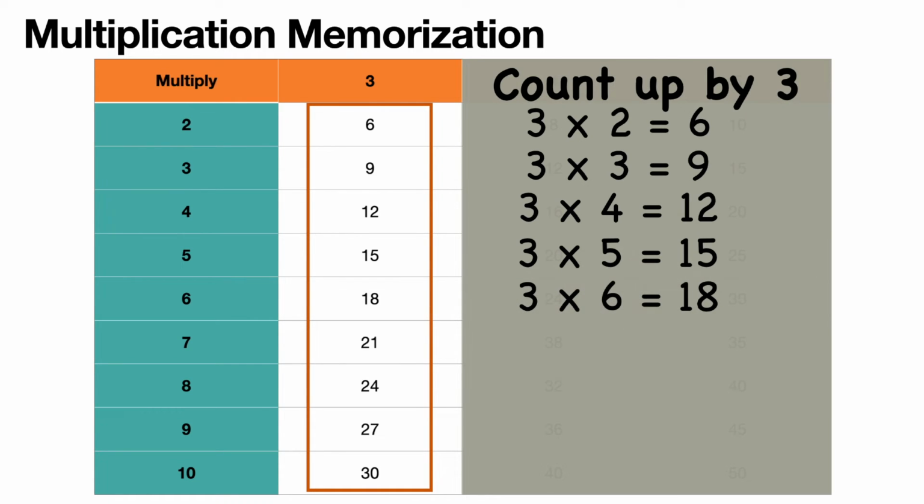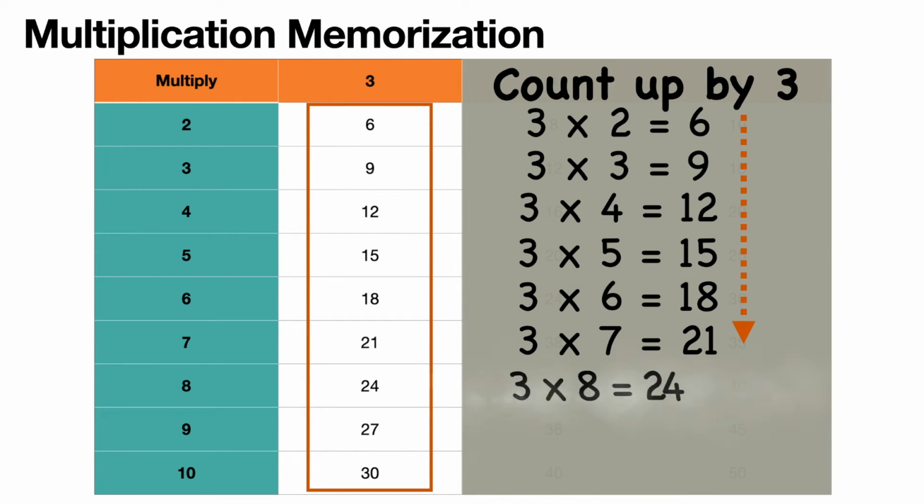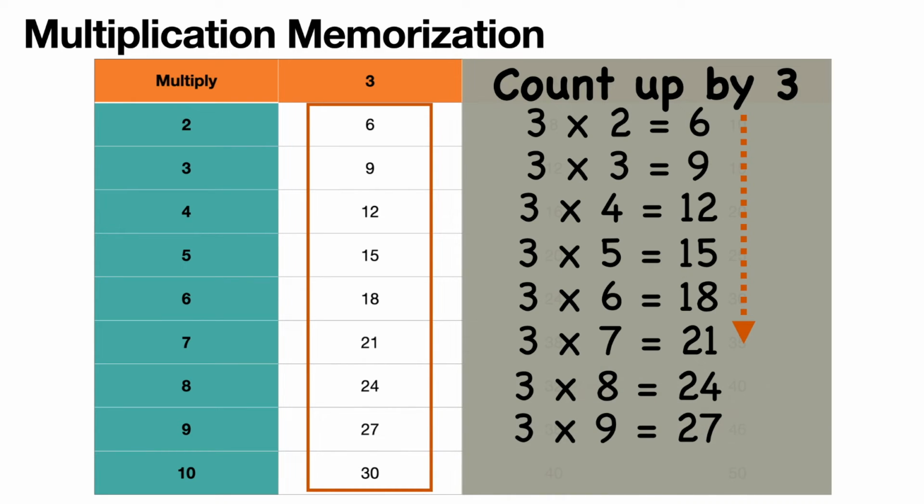3 times 6 is 18. If I add one more 3, I'm just going up by 3 each time, right? If I go up one more 3, I'm at 21. 3 times 8 is 24. If I go up one more 3, I'm going to be at 27. And finally, if I go up another 3, 3 times 10 is 30, which is an easy one for us to remember, right? Because you just got to add 0 to the end of that.